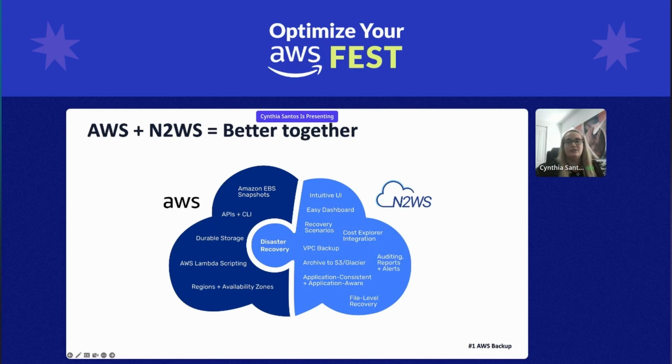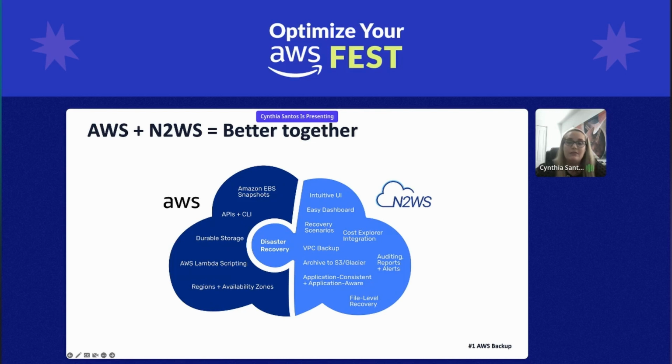And when you think disaster recovery, you're going to start taking backups. These backups could be snapshots or S3 archives, but now you have a second set of data that you need to manage and you need to optimize. And that is where N2WS comes in to help.